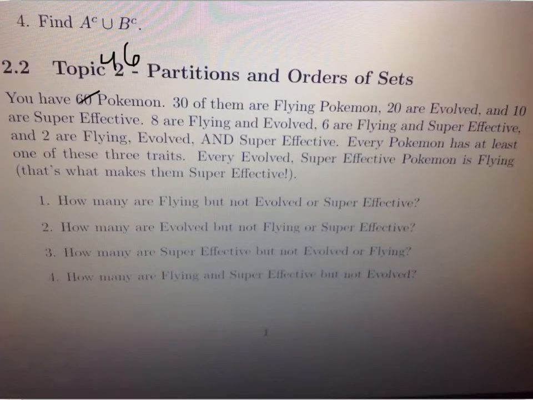Okay, we're going to look at the question on topic 2 from the review sheet on Pokemon. First, there's a small typo. There's 46 Pokemon total. My mistake there. So let's see. 30 of them are flying Pokemon, 20 are evolved, and 10 are super effective.